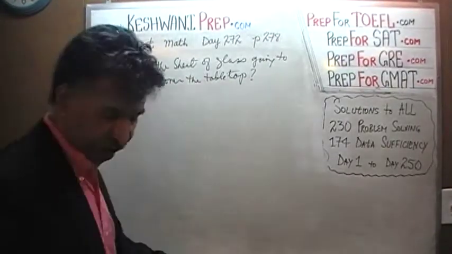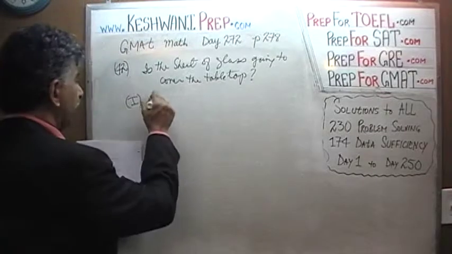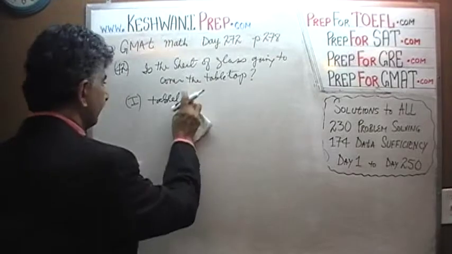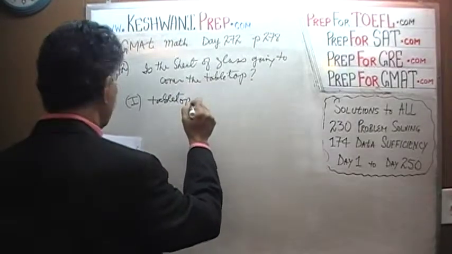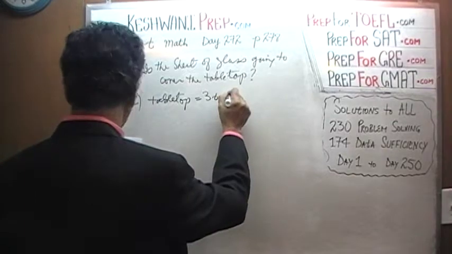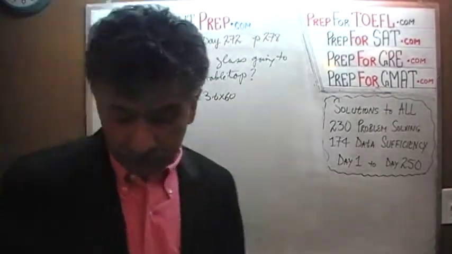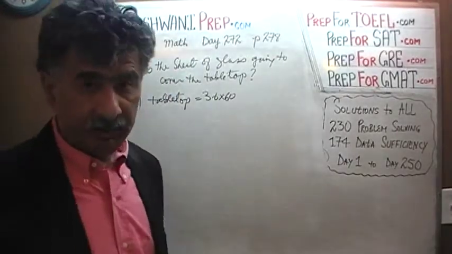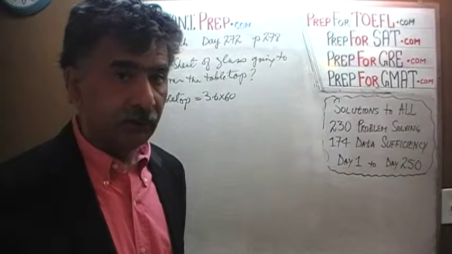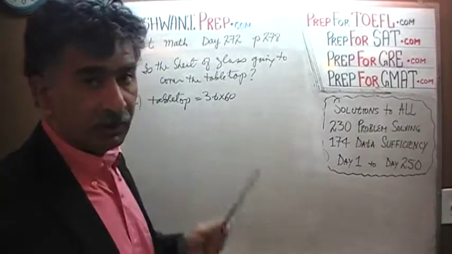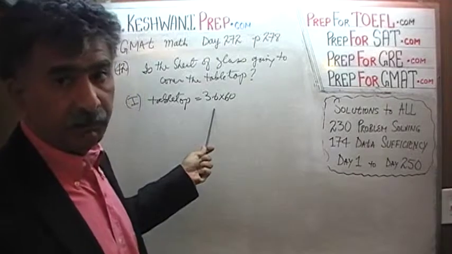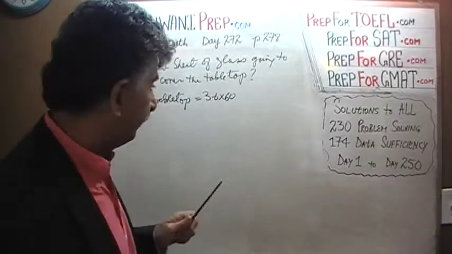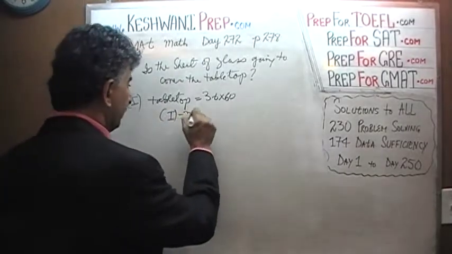In the first statement they tell us that the tabletop is 36 by 60. Well, obviously, knowing the tabletop is important. We need to know what the dimensions of tabletops are, but we also need to know something about the glass before we can say whether or not the sheet of glass is going to cover the tabletop. They tell us nothing at all about the glass. The first statement by itself is not enough.